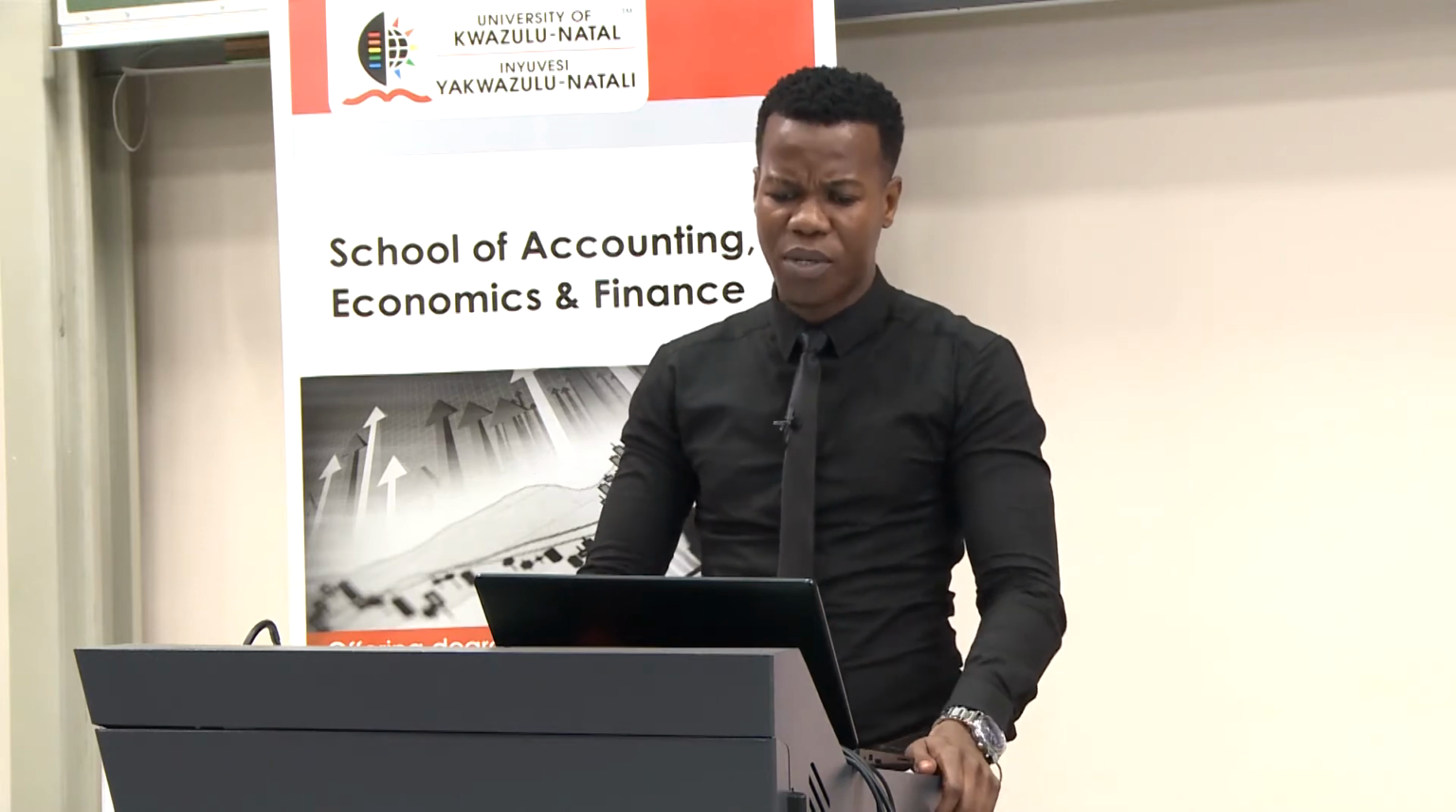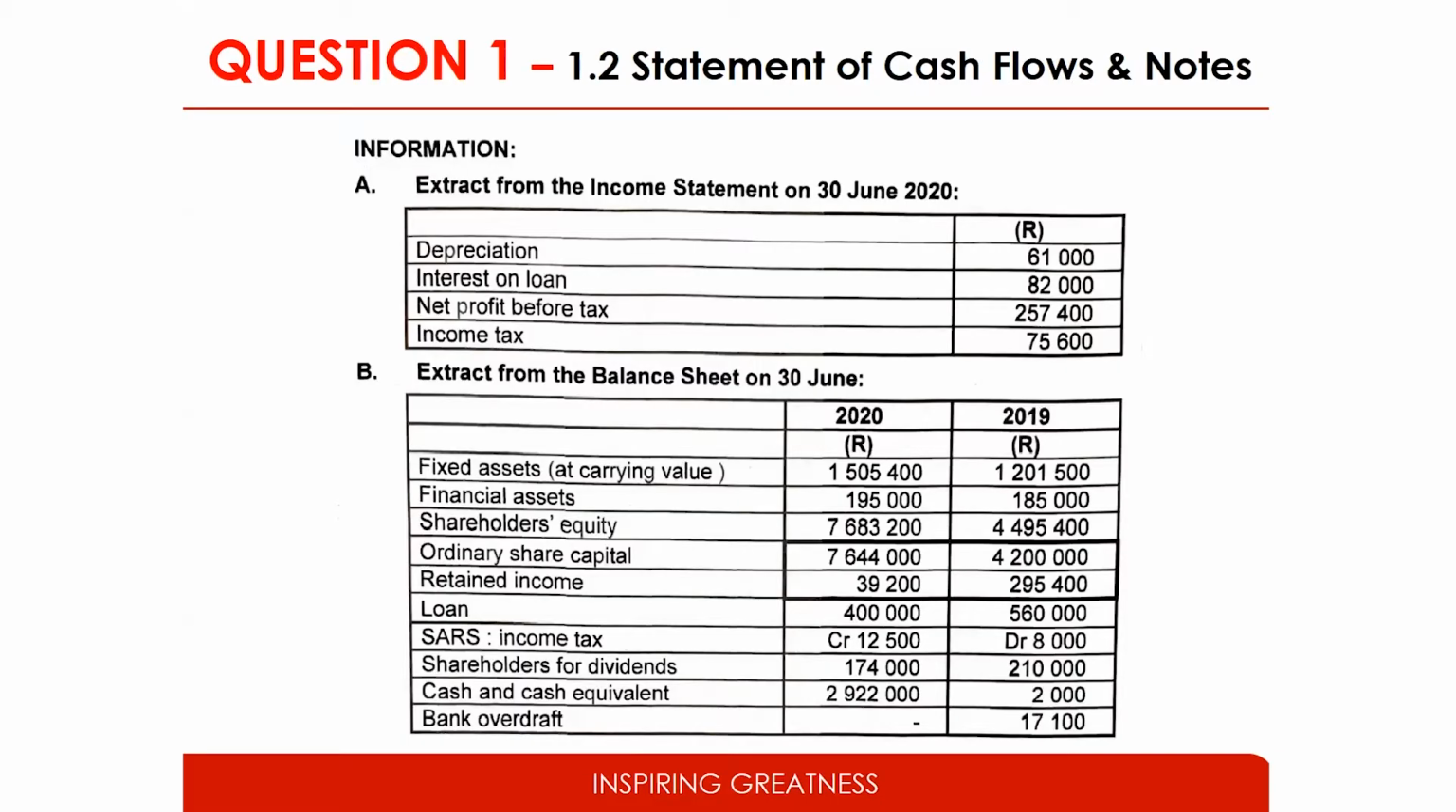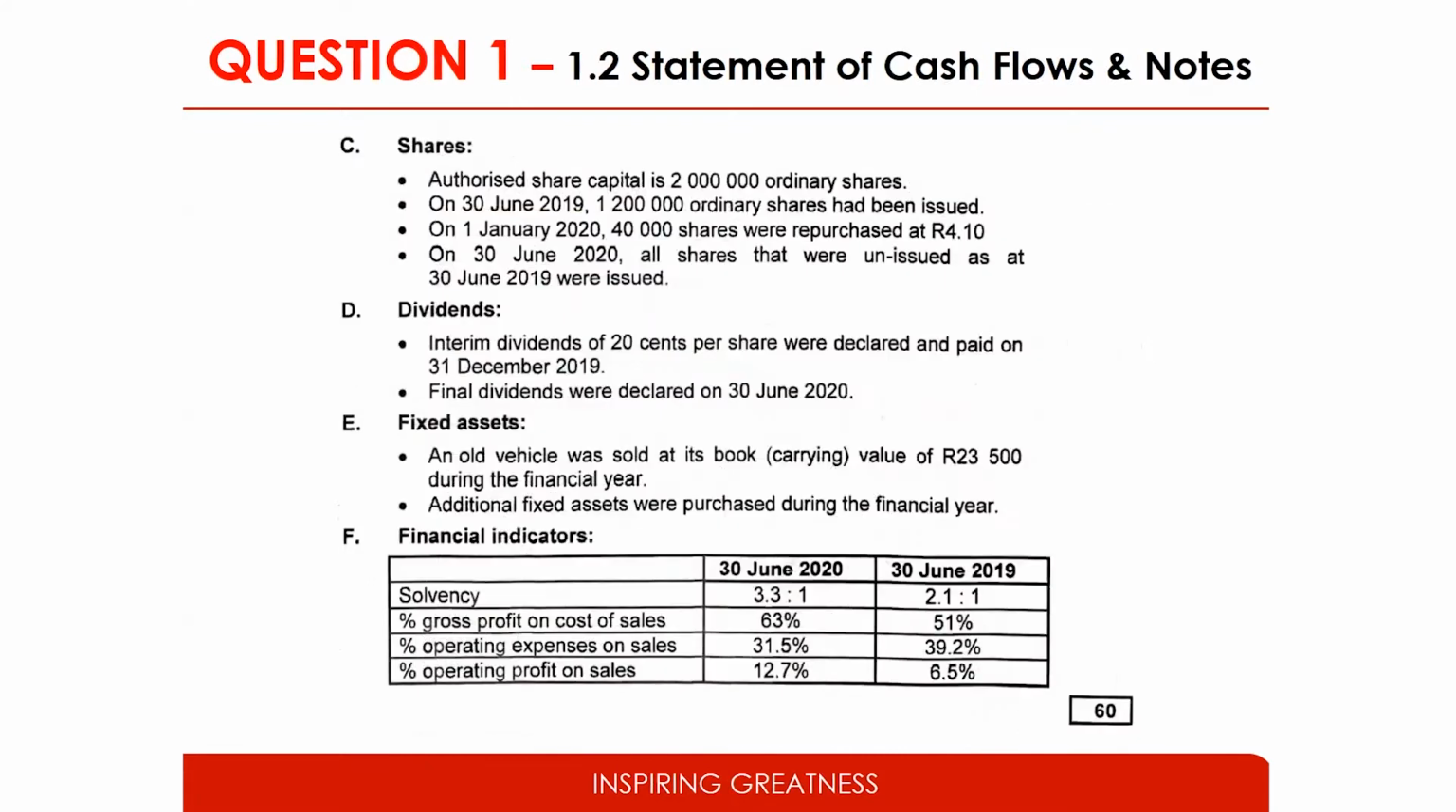You're also presented with the extract from the balance sheet on 30 June, and you've got under C, information related to the issuing of shares or anything that's got to do with shares, dividends, fixed assets, and your financial indicators, which are obviously your ratios.